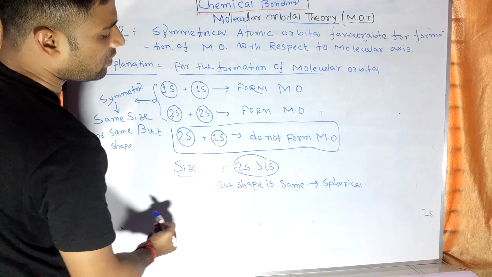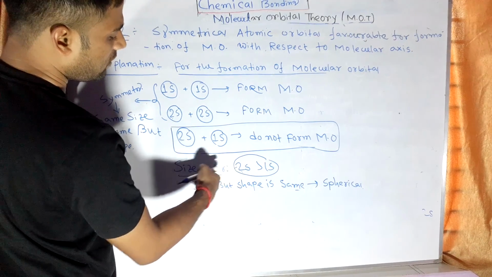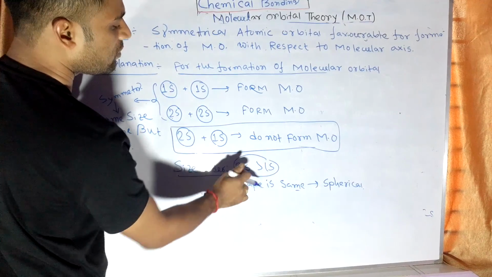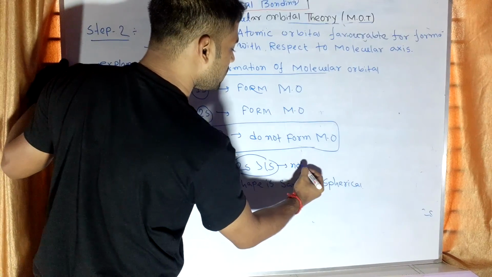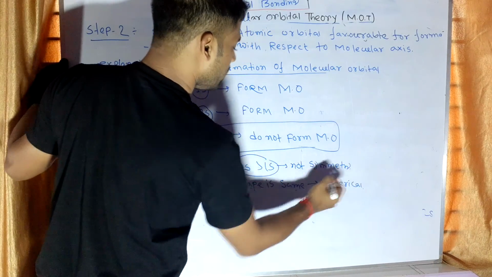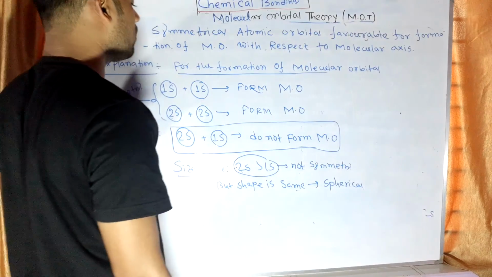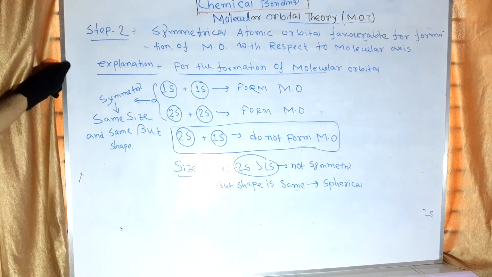The principal quantum number has the highest value in the 2s orbital. So if the principal quantum number value is high, then the size is larger and this is not a symmetrical structure. Not symmetrical, so it cannot form a spherical shape, and so it cannot form a molecular orbital. This is the explanation of step 2.